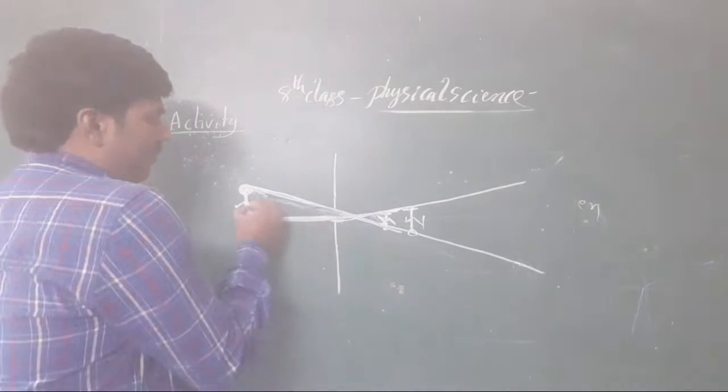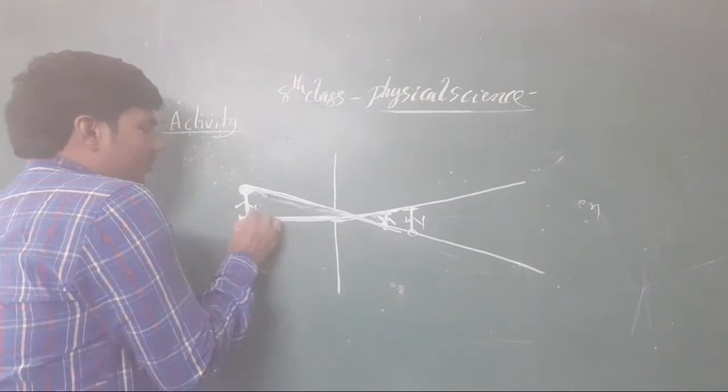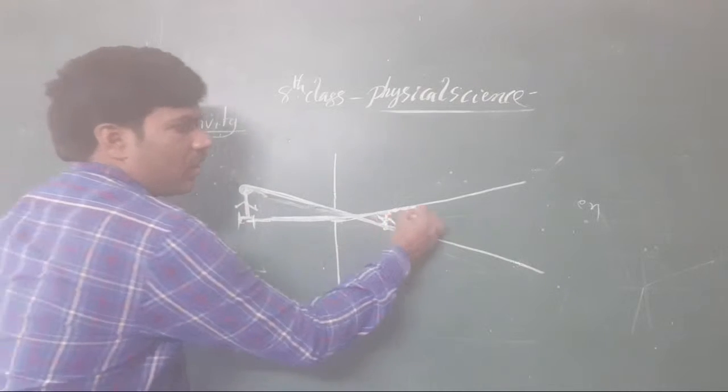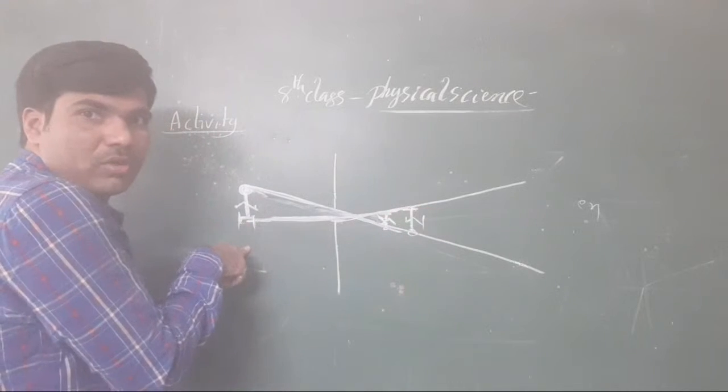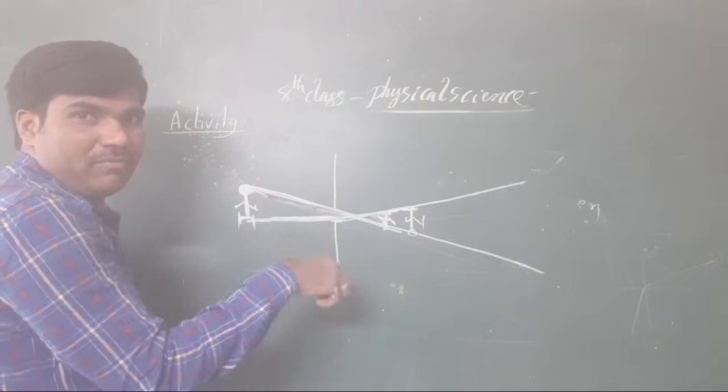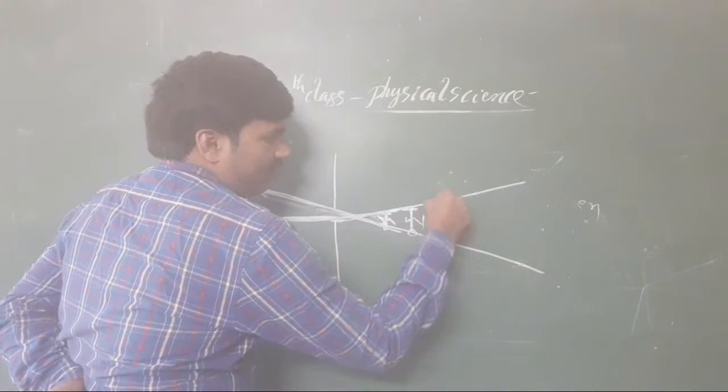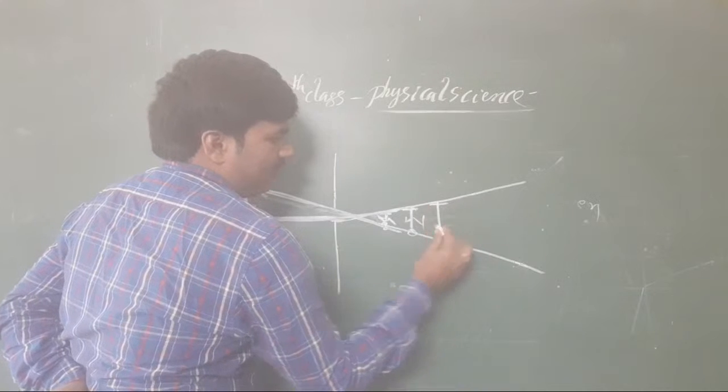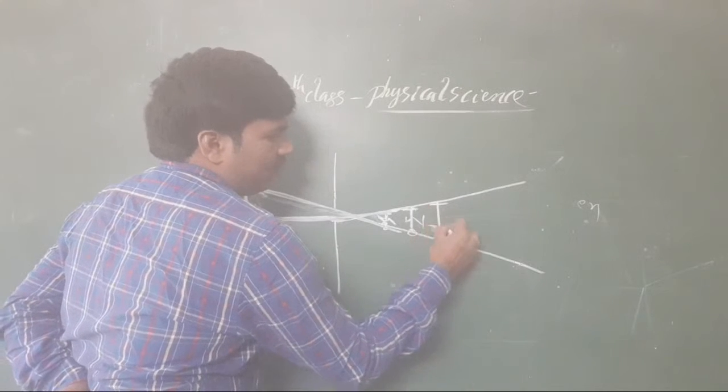Yeah, in this way it will move: up becomes down, down becomes up, up becomes down. In this format our image is formed. Check it here, how the image is formed.